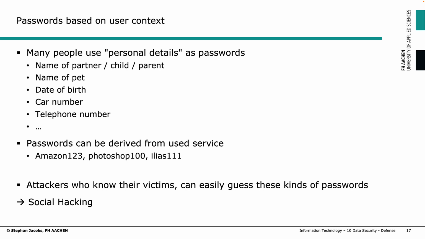Passwords which are based on user context are easily guessable. Many people use personal details as passwords. Name of partner, name of a child, name of a parent, name of a pet, your date of birth, the car number, the telephone number, and so on and so on. Or passwords can be derived from used services like Amazon123, Photoshop100, and so on. And attackers who know their victims can easily guess these kinds of passwords. This is called social hacking.